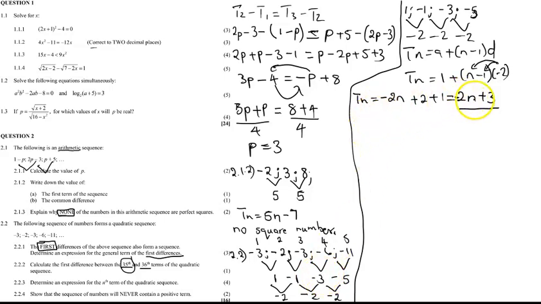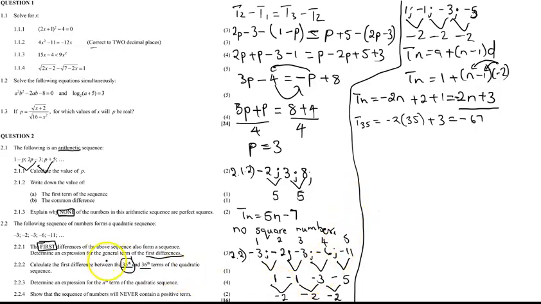So we can just substitute there our 35. T35 equals negative 2 into 35 plus 3. And then what do we get there? Negative 2 into 35 is negative 70, and then negative 70 plus 3 is negative 67. So we've got negative 67.